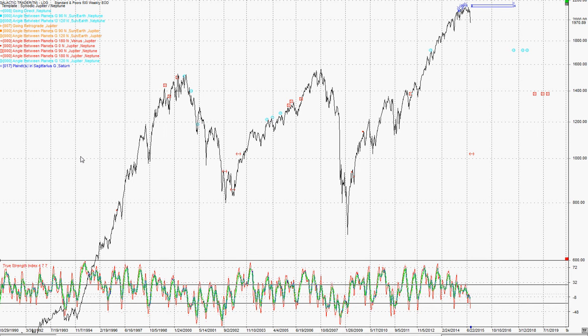What I'm going to do here is just quickly go over what a synodic cycle is. I've mentioned it a few times, but I've still received questions. So this chart is a weekly chart of the S&P 500 going back to, I guess, the early 1990s, and the various icons here relate to the Jupiter-Neptune synodic cycle, and let me just briefly go over them.